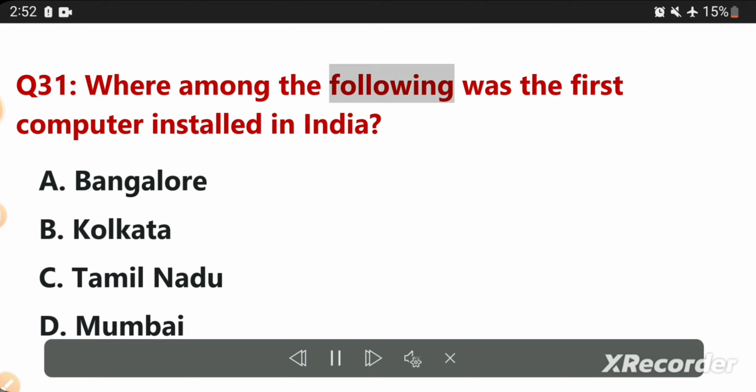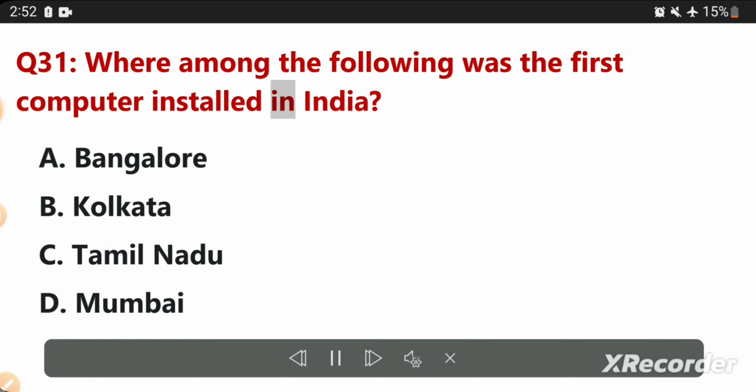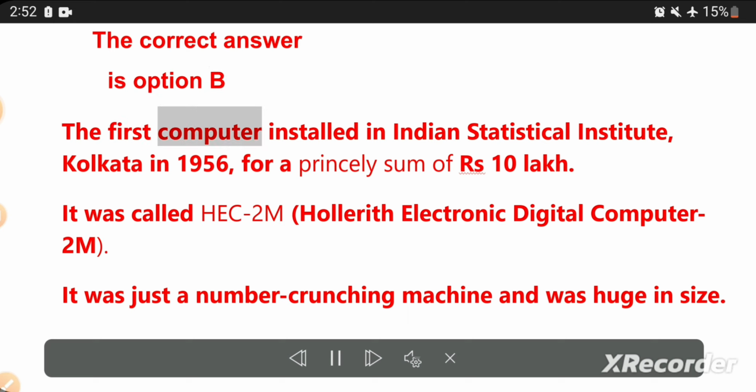Q31. Where among the following was the first computer installed in India? Bangalore, Kolkata, Tamil Nadu, Mumbai. The correct answer is option B. The first computer was installed in the Indian Statistical Institute, Kolkata in 1956, for a princely sum of 10 lakh rupees. It was called HEC-2M, Hollerith Electronic Digital Computer 2M. It was just a number crunching machine and was huge in size.